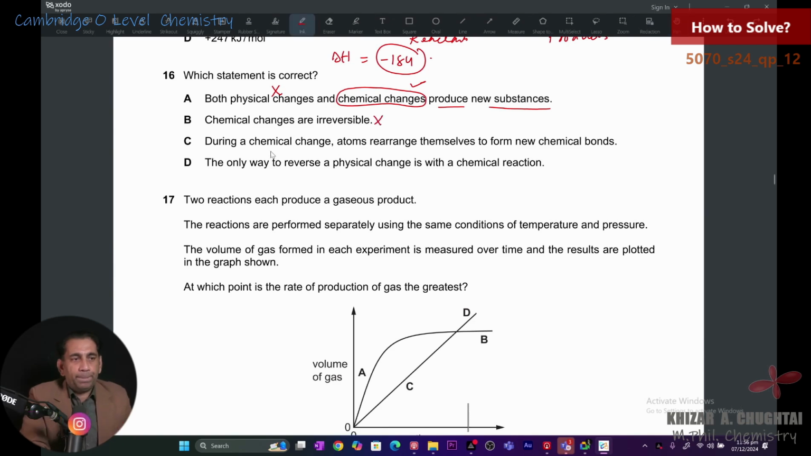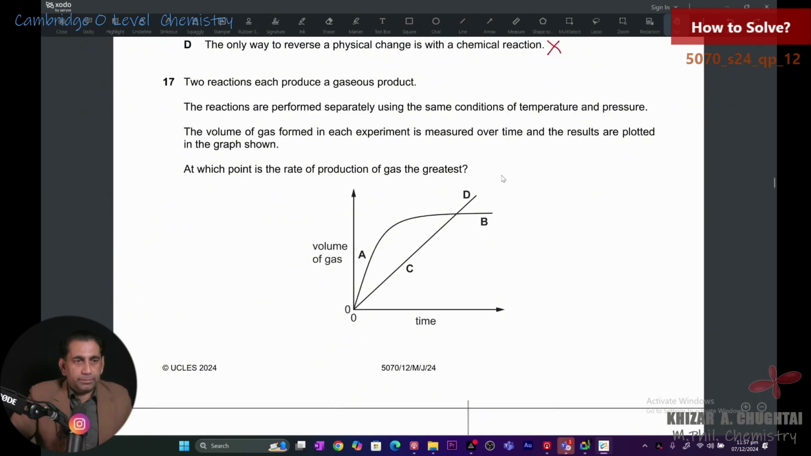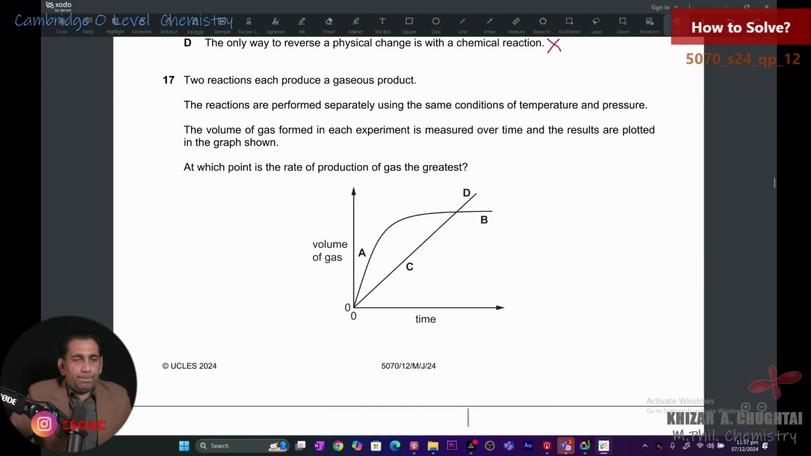So it is incorrect. During a chemical change, atoms rearrange themselves to form new chemical bonds. Yes, it is true. There is the formation of new compounds, new chemical bonds, and that is the basic theme of chemical change. So yes, C is the correct option. However, let me check the D option as well. The only way to reverse a physical change is a chemical reaction. No, physical changes are associated with physical reactions. So C is the correct option. Question number 16, C is the correct option. Question number 17.